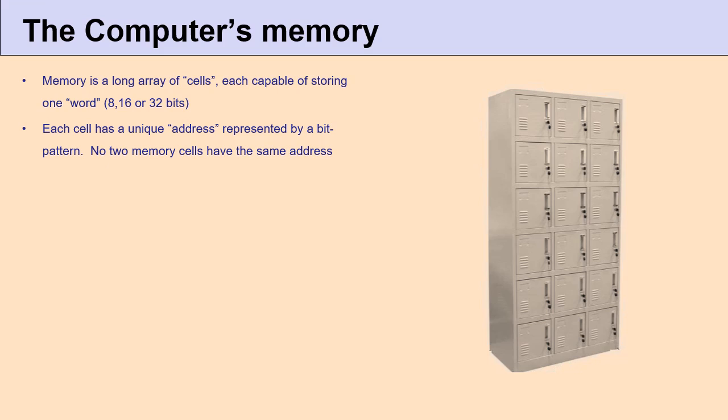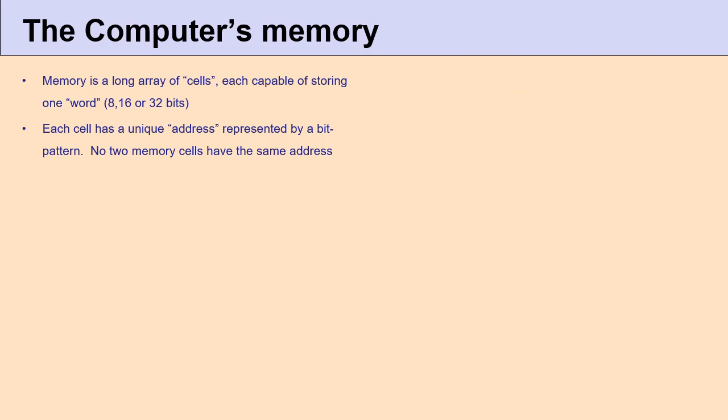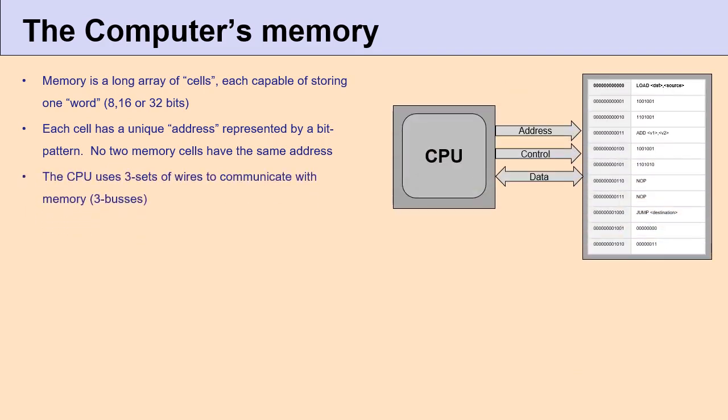This address helps the CPU to identify each memory cell uniquely in the large array of cells available in the memory. The address itself is again a binary bit pattern. So each memory cell has a unique bit pattern associated with it. We often represent this bit pattern as a binary or hexadecimal number for our convenience. There are no two memory cells in the memory which have the same address or the same bit pattern associated with them. Then let's look at how the CPU communicates with the memory.